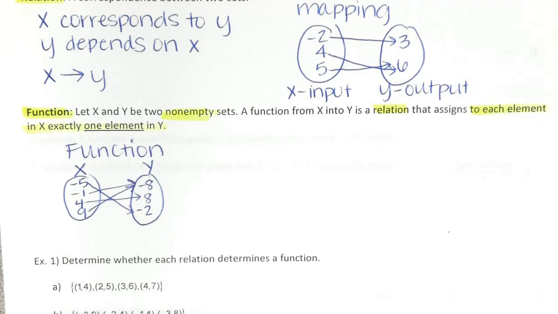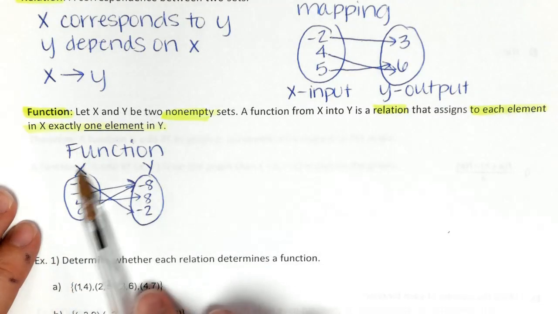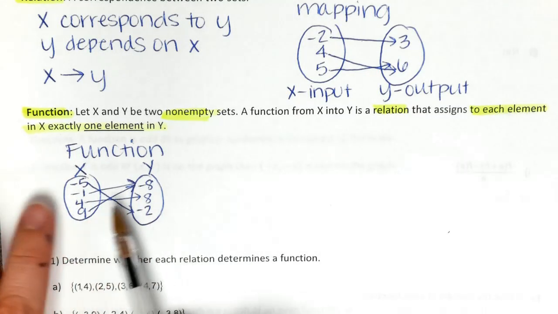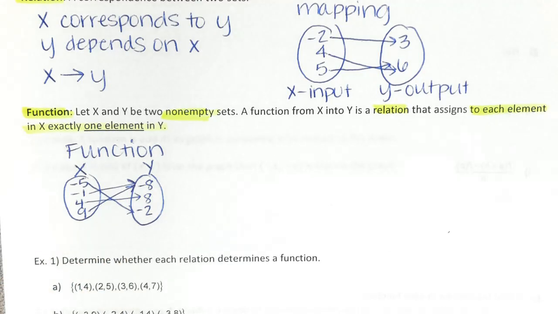So this is a function. What it's saying is that each element in x will map onto or correspond to exactly one element in y, right? So look, each element here, -5 goes to one y value, -1 goes to one y value, 4 goes to 8, 9 goes to -8. Now notice that two of these x's are going to the same y. That's okay. As long as each of these x's only goes to one y, you have a function.